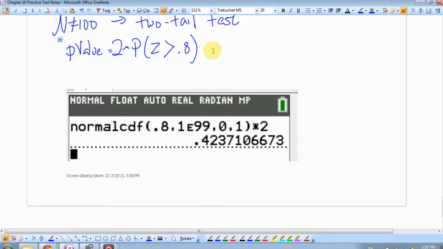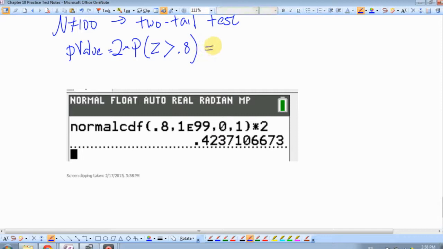Yeah, and then you multiply by 2. The p-value is equal to 0.4237, and that's how we should round it. P-value is always four decimal places. So whenever they're asking you to find a p-value, you do the normal CDF, or TCDF. We'll be doing a TCDF later for sure.